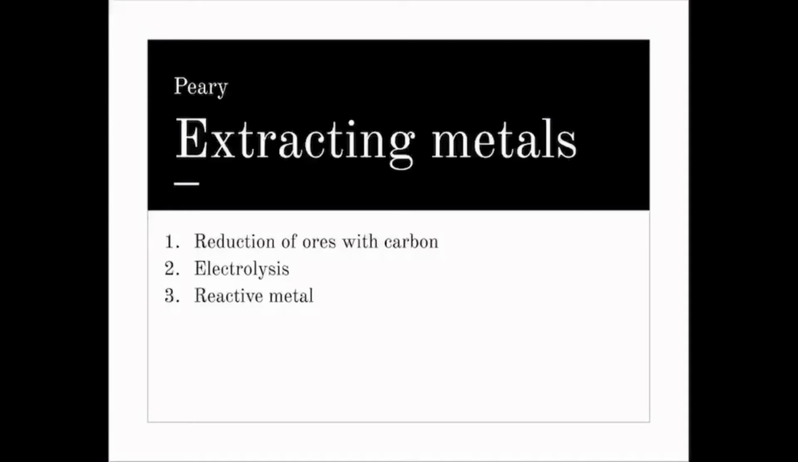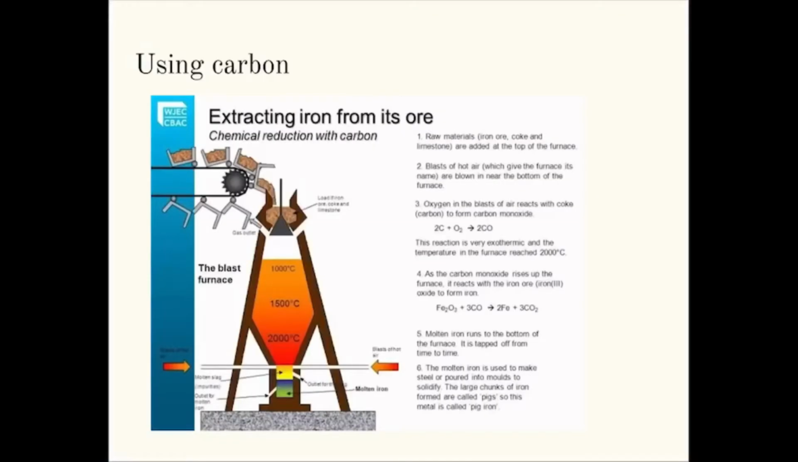Extracting metals from ores. There are three main methods to extract metals from ores. The first one is reduction of ores with carbon, the second one is using electrolysis, and the third one is reduction of the ore with a more reactive metal. I'm only going to talk about the first two. So, using carbon. For this method, you heat the oxide with carbon, making it lose oxygen.